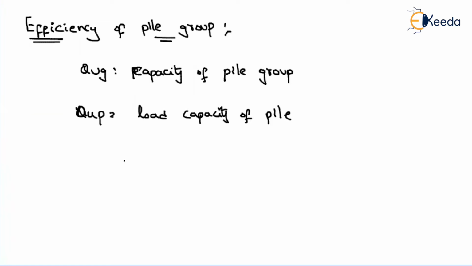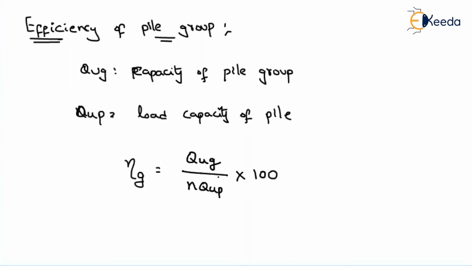So the efficiency of a pile group will be nothing but the capacity of piles in group divided by the capacity of n piles by using single pile failure. That means Q, sorry, it is QUG. Now let me rewrite it again. So the group pile capacity can be represented as QUG divided by N into QUP into 100.